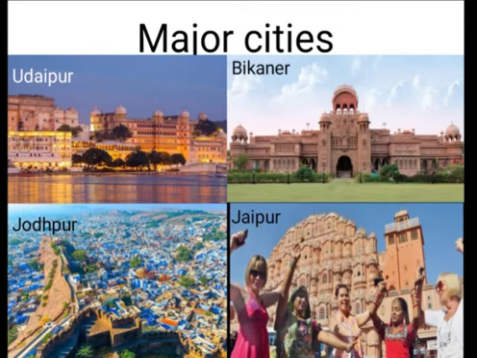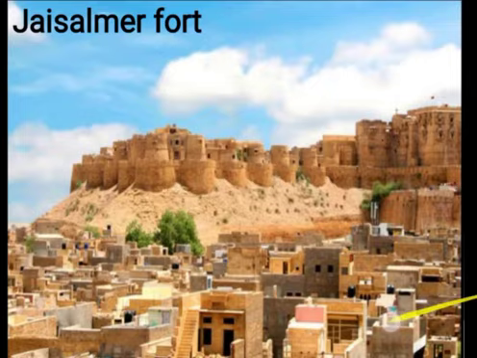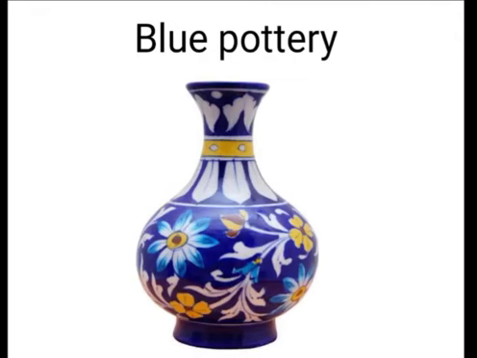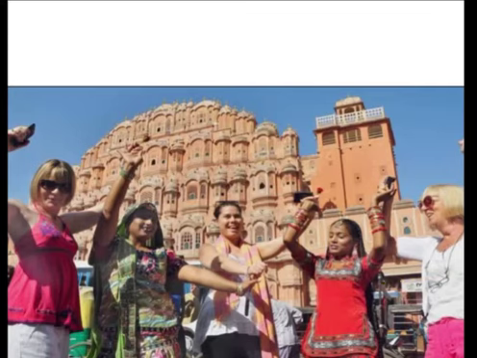Major cities. Jaipur, Udaipur, Jodhpur, Jaisalmer and Bikaner are some big cities. The Jaisalmer Fort, also known as the Golden Fort, is the major tourist attraction. Jaipur is called the Pink City. It is famous for blue pottery. A large number of tourists from all over the world visit Rajasthan every year.